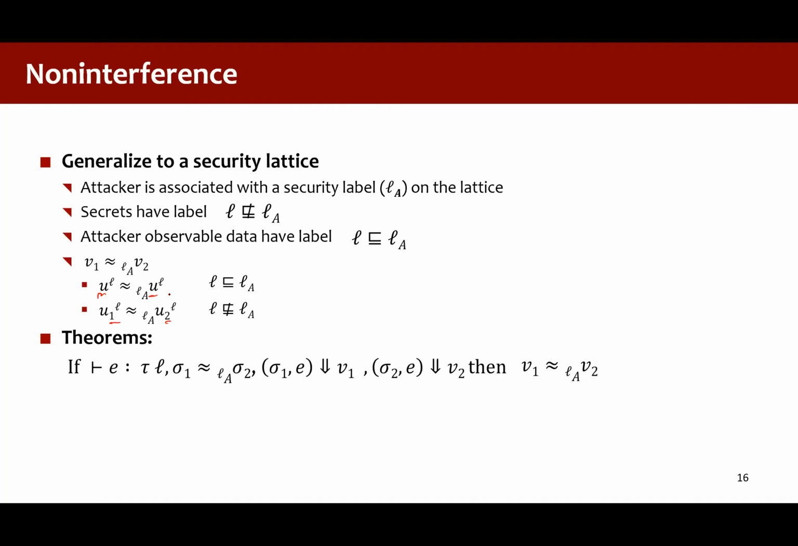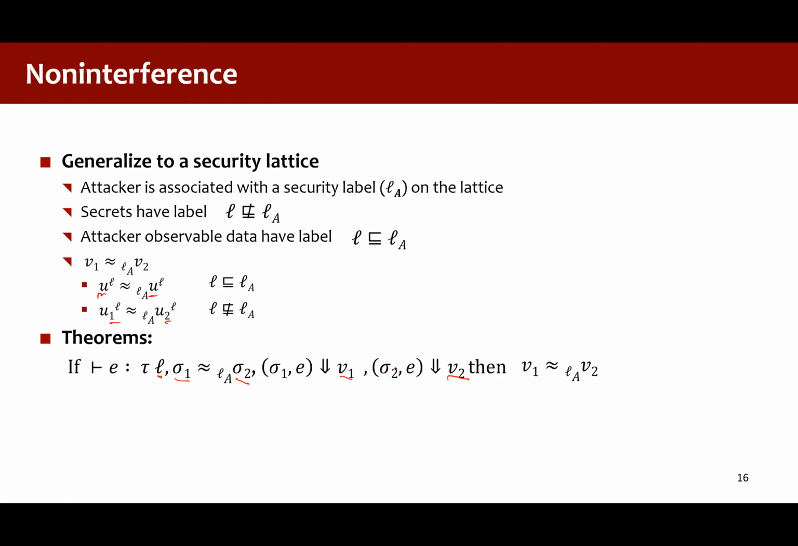So if I have a closed expression E that has type tau with some label L, and I give you two equivalent memories, you can imagine these memories will differ in secret, but are the same in public values. If I execute E in the first memory, it gives me V1, and in the other one it gives me V2, then the resulting values have to be low equivalent. All right, so this one is called termination insensitive, because I require both of them to reduce to a value. Only then do I need to check that the results are equivalent.